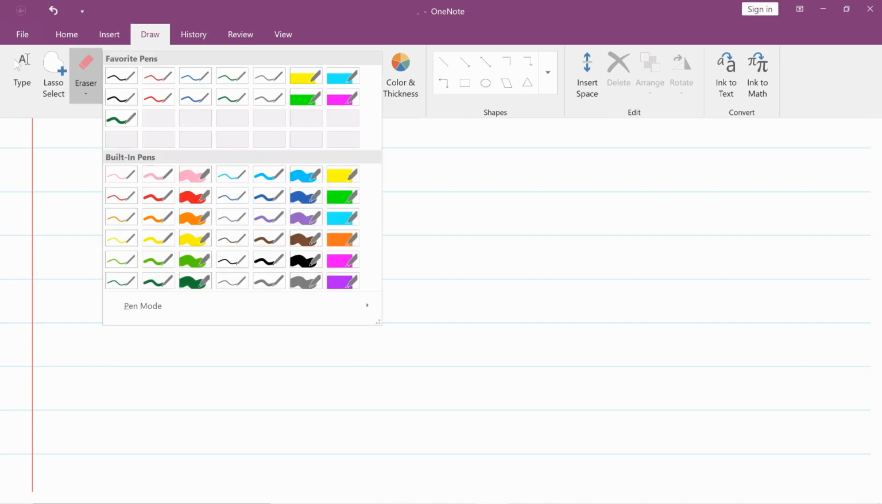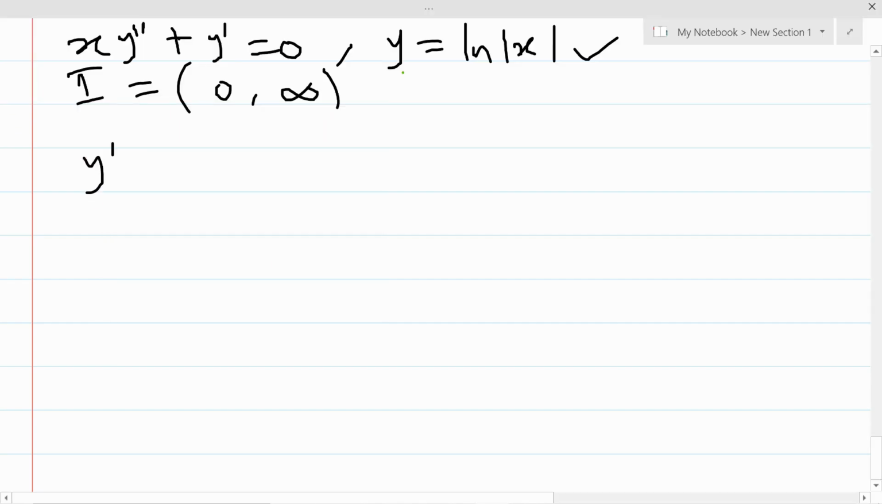So y prime is equal to, when you differentiate ln of x, like I said in this course, if your differentiation is very weak, please kindly go back and do a recap on differentiation. I have a video on the derivatives of logarithms, trigonometric functions, and also some polynomial functions, so you can search in my videos and get it. So y prime from ln x: if I differentiate this function, I get 1 over x.